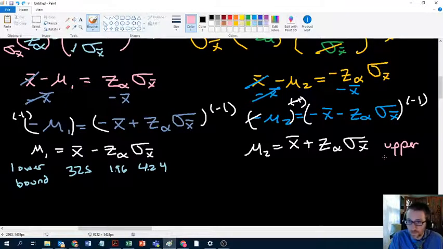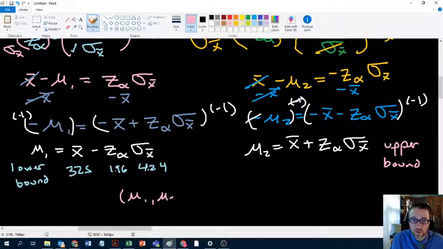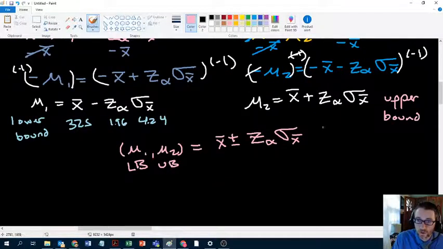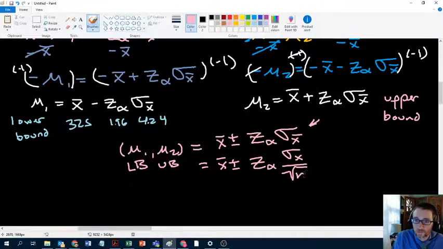Now, these are sufficiently similar that you can see that they're closely related, and often they are presented combined. mu1 comma mu2, that's the lower bound, that's the upper bound, equals x bar plus or minus z subscript alpha sigma x bar. Sometimes it's also written with this expanded, or not compressed. Another way to write it would be x bar plus or minus z alpha sigma x over the square root of n, which just makes it a little bit more explicit what's going on here. I find it a little more confusing, but it's easier to know what plugs in where.